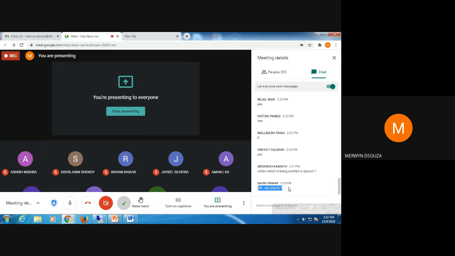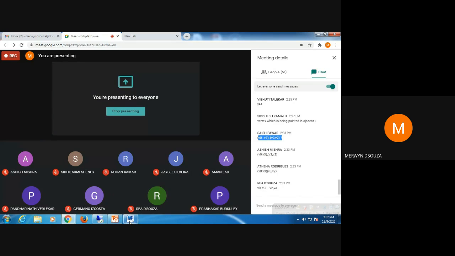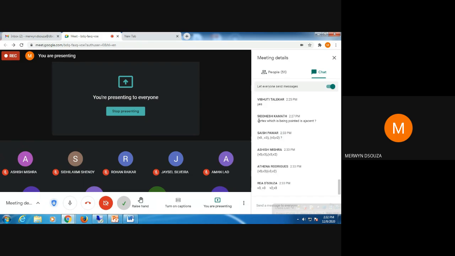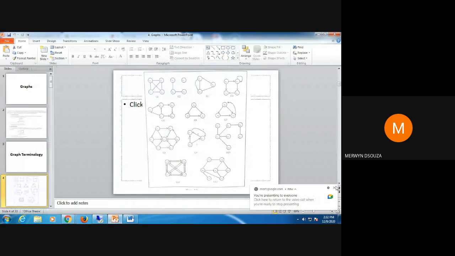Yeah, V0, V3 and V3, V2. So all the edges which contain the vertex V3 will be known as incident edges. Okay. Siddesh, I hope I answered your question because I had clarified about it. In case you have not understood, you can ask me again.